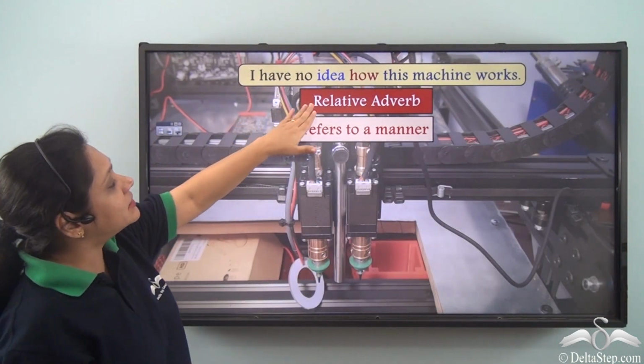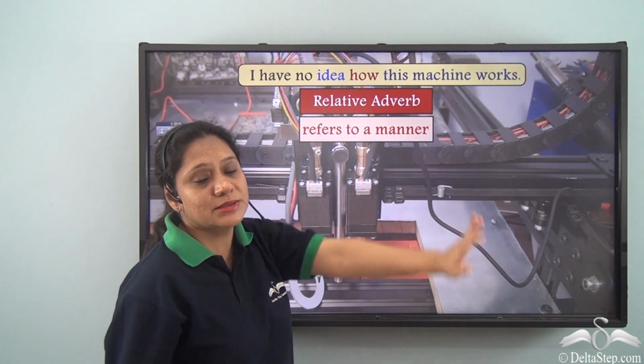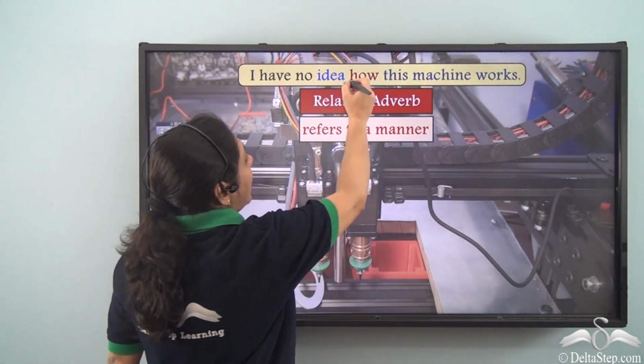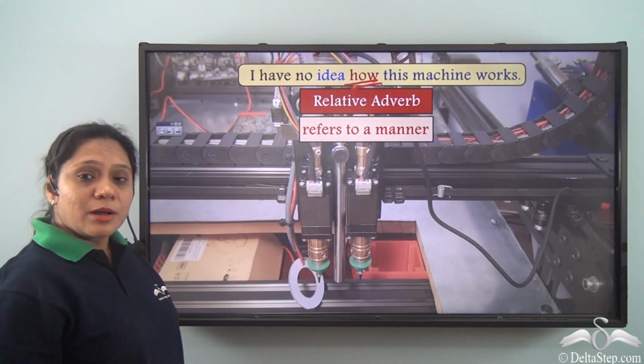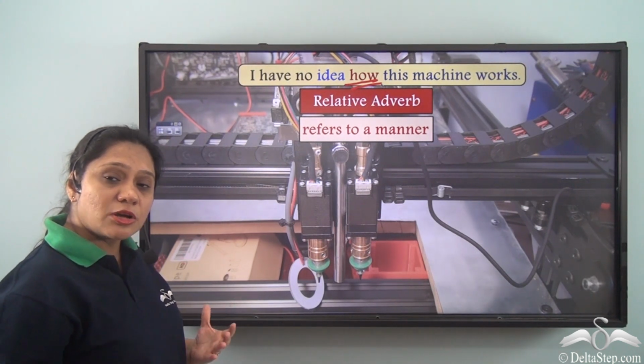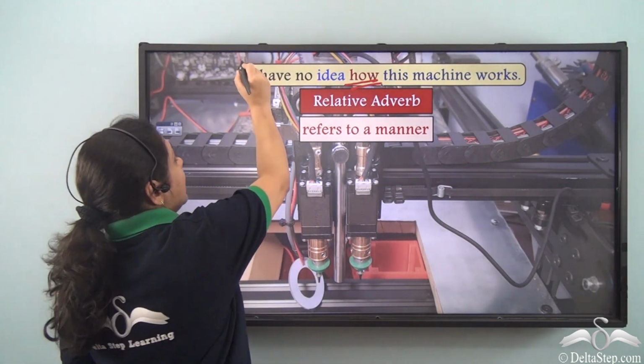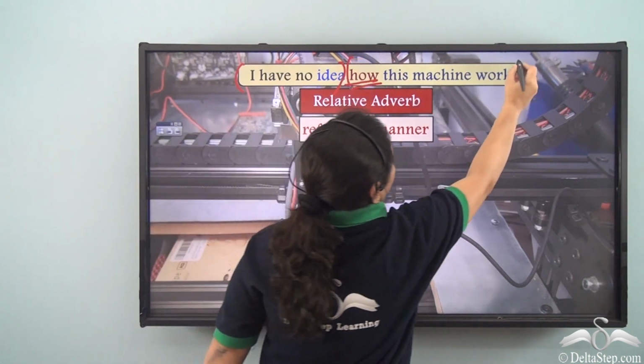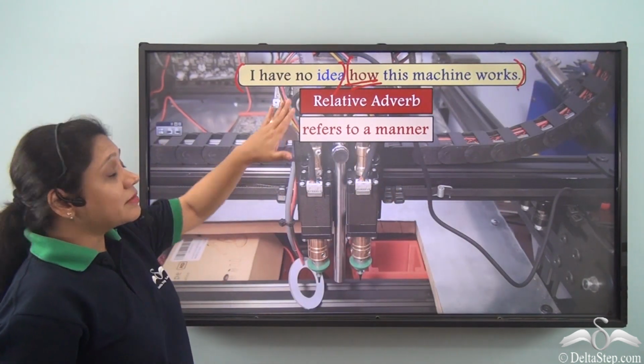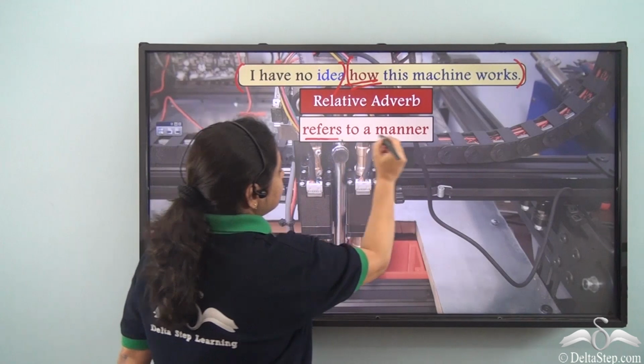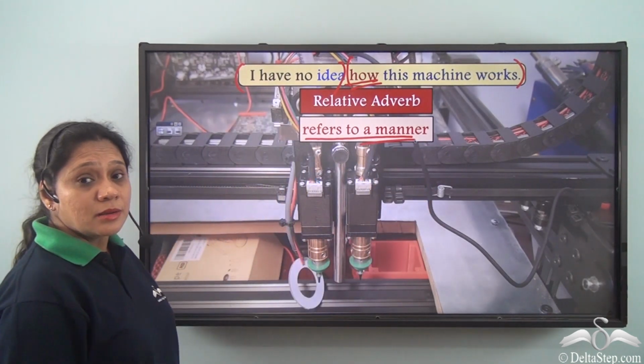I have no idea how this machine works. So here, how is an adverb, which is a relative adverb because it is joining two clauses. I have no idea how this machine works. And this relative adverb refers to a manner.